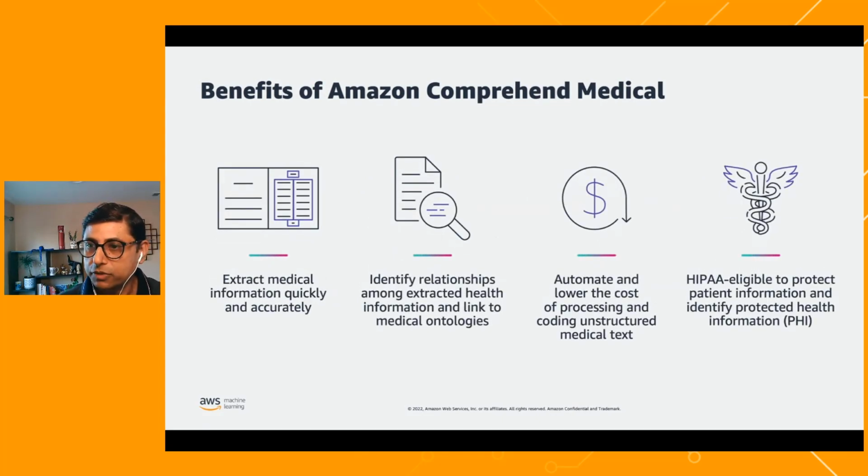Amazon Comprehend Medical delivers key benefits for customers, including the ability to extract medical information from unstructured medical text like doctor's notes, clinical trial reports, or radiology reports; identify relationships among extracted health information and link to medical ontologies like ICD-10-CM, RxNorm, and SNOMED CT; automate and lower the cost of processing and coding unstructured medical text with easy-to-use APIs; and implement patient data privacy solutions and identify protected health information, or PHI, with a HIPAA-eligible service.